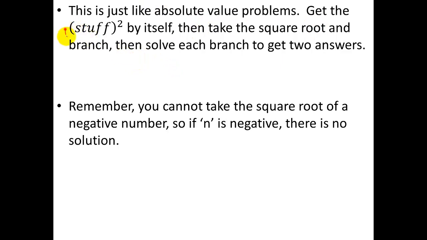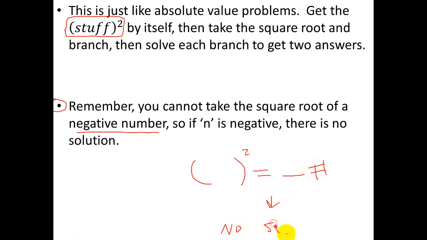Step 1 is to always get the squared part by itself, and then step 2 is take the square root and branch. And lastly, just like with absolute value, you can't take the square root of a negative number, just like the absolute value can't be negative. So if you do have something squared equals a negative number, then your answer is immediately no solution, because something squared should not come out to be negative.